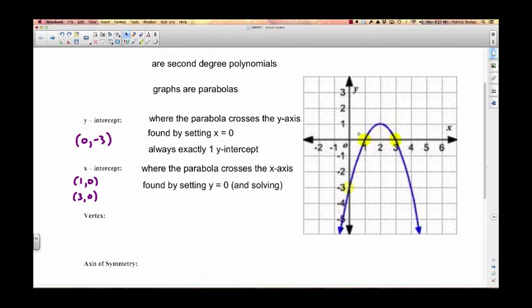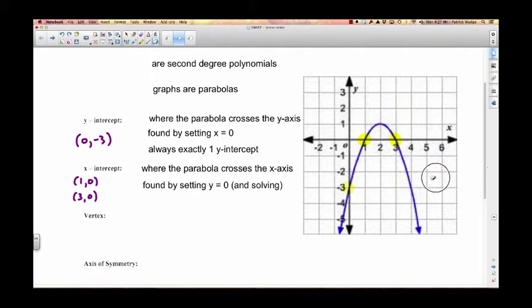How many can there be? There's 2 in this case. Can you think of some other possibilities? Well, you could have none. How could you have none? What if it looks something like this? That's never going to cross the x-axis. Same if you went like this. Never going to cross the x-axis.